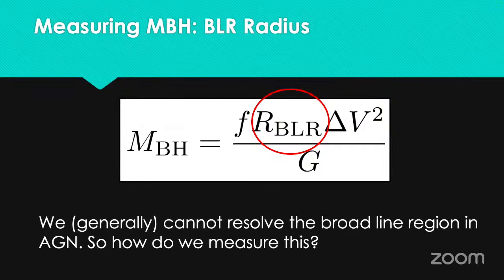The radius of the broad line region is not as straightforward because, with the exception of some recent experiments using interferometry that have been able to resolve broad line regions, just in the past 10 years or so, in some of the nearby AGN, we cannot resolve the broad line region. The broad line region, even in AGN, is on the order of micro arc seconds in angular extent. We just don't have the ability to resolve it. So we can't look at an AGN and tell how far away the broad line region gas is from the black hole. We need another way to measure the radius of the broad line region.